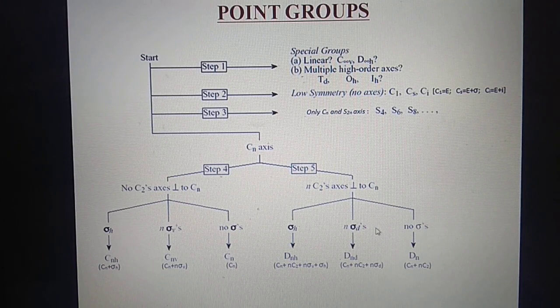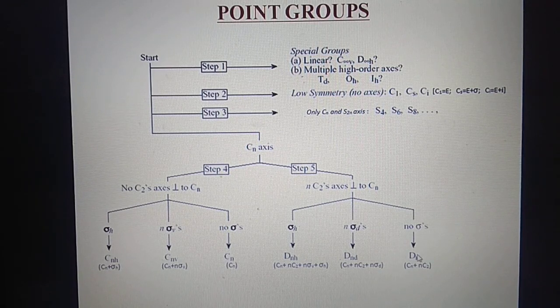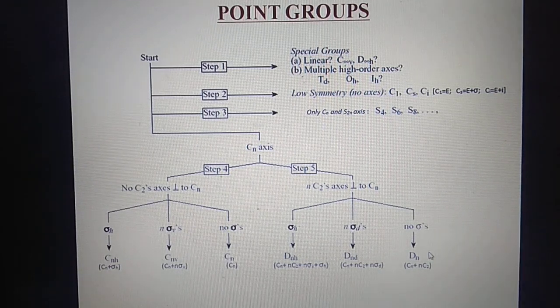If both are absent, means only identity is present, in addition to identity there is one principal axis and there are n C2 axes which are perpendicular to the principal axis, then the point group would be Dn. Hope this flowchart would be highly helpful to you in determining the point group for any molecule.